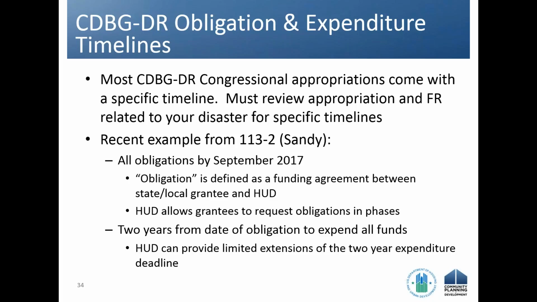And then, from the date of obligation, you have a certain period of time to get the money spent. And in the case of Sandy, that was 2 years. So 2 years from the date of obligation, have every penny drawn down. So when we say spent, we literally mean drawn out of DRGR and expended for an eligible activity. There are some waivers that can be had beyond 2 years, but there's an absolute finite deadline that your appropriation will have for the last date at which all funds must be spent. So you want to pay attention to the timelines as you're looking at expenses.